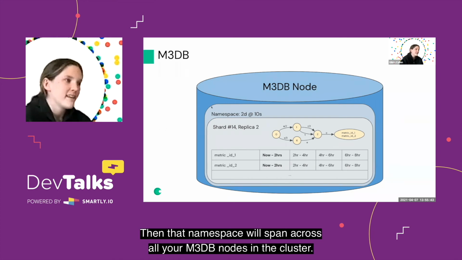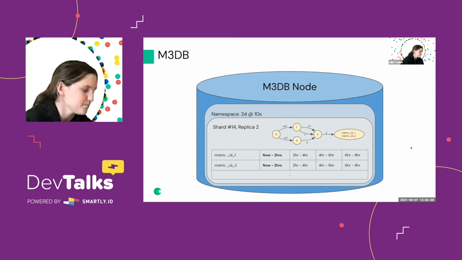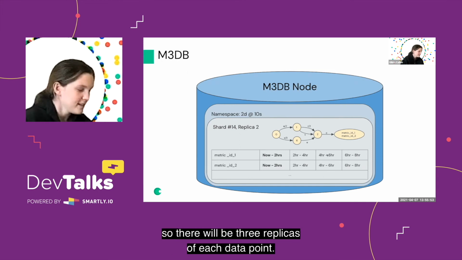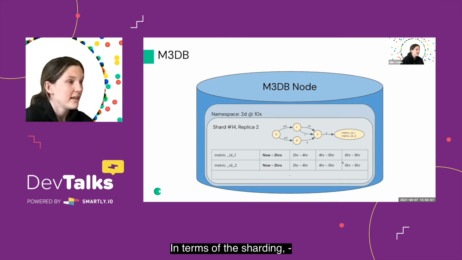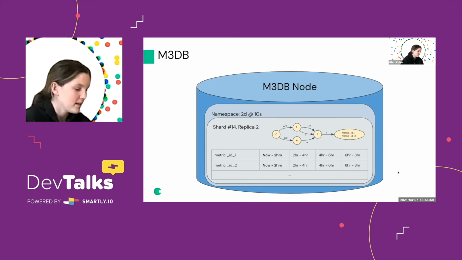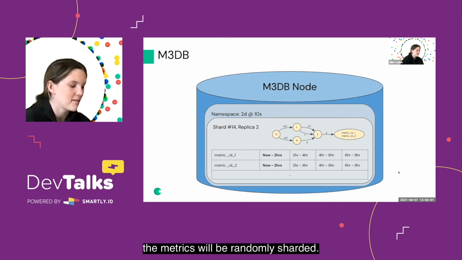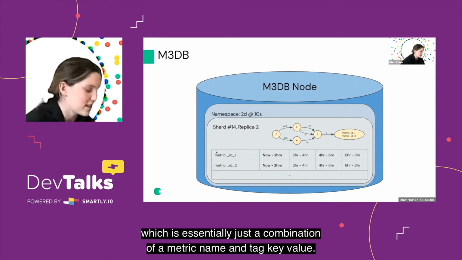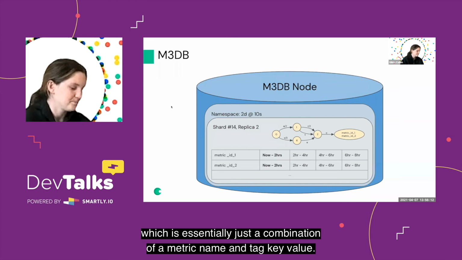And then that namespace will span across all of your M3DB nodes in a cluster. Within a namespace, all of your data will be sharded and replicated so that there are going to be 3 replicas of each data point. In terms of the sharding, the metrics will be randomly sharded, based off of their metric ID, which is essentially just a combination of a metric name and a metric tag key-value.